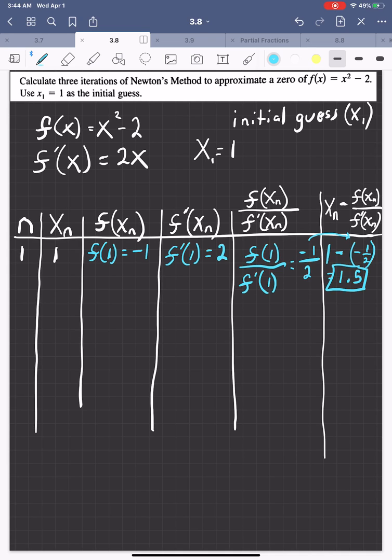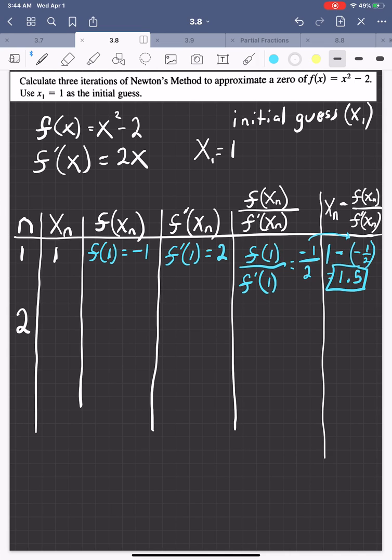And what we know is, I don't know what this x-intercept is yet. We'll figure it out in just a second. But I started at 1, that was my guess, and now I'm at 1.5, and I'm closer. So since we were asked to do 3 iterations, now we're going to start our second iteration, x sub 2.